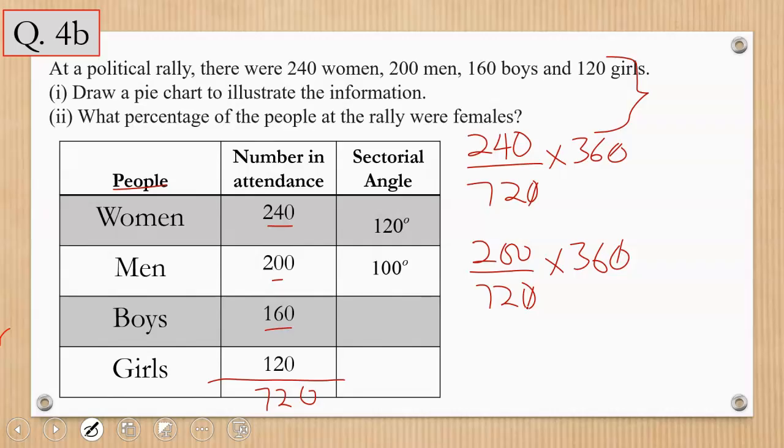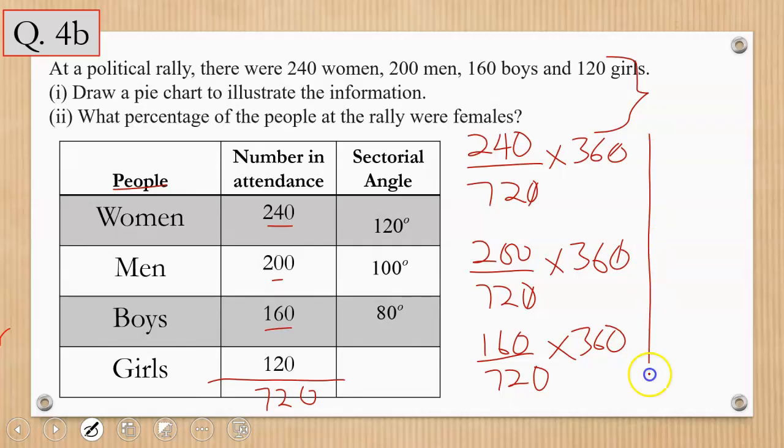Do the same thing for the boys. The boys, we have 160 divided by 720 times 360. Again, with our simple cancellation, our result will be 80. And finally, for that of girls, which is 120 divided by 720 times 360, will give us the answer to be 60. Now we are done with that. So we are now going to draw our pie chart.